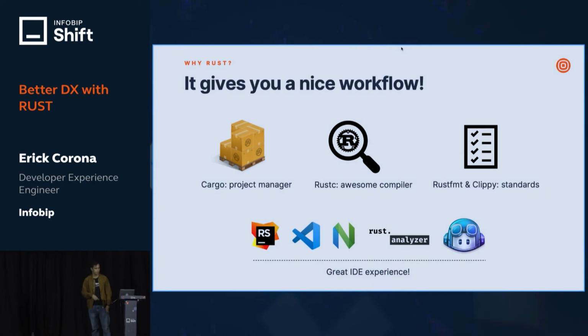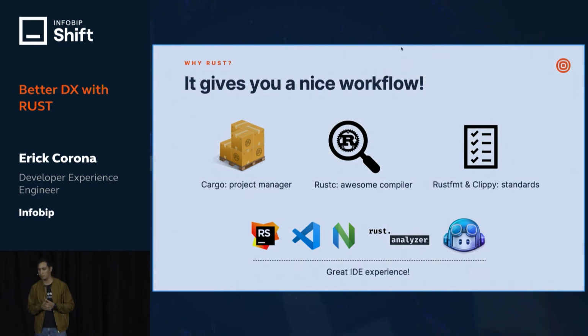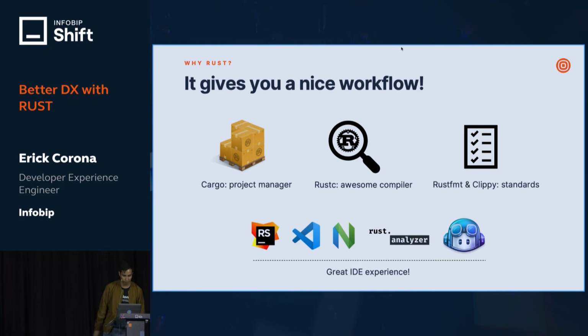Then you get some tools like Rustfmt and Clippy, which allow you to improve the standards of your code. And that saves you a lot of fights with your colleagues over code style, for example. And we also have very nice support in the main IDEs. JetBrains has a very nice plugin, VS Code also has Rust Analyzer, as well as NeoVim. And you can get some nice help also from AI generators like GitHub Copilot.